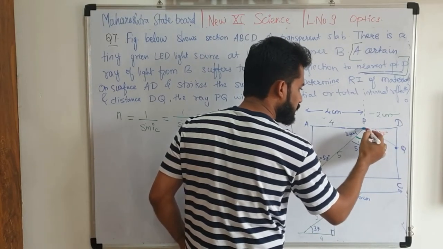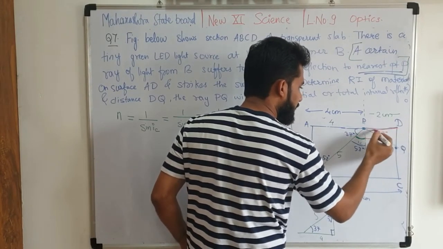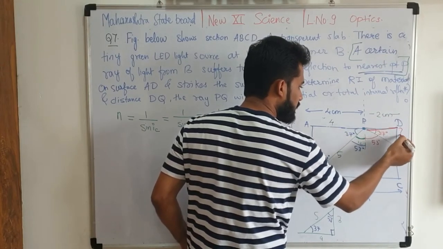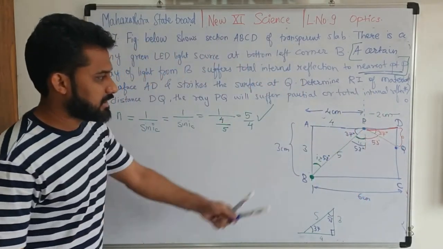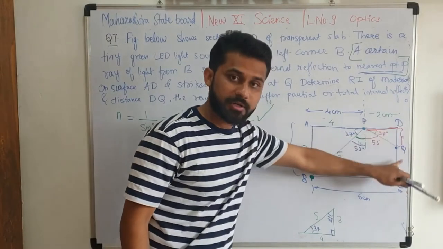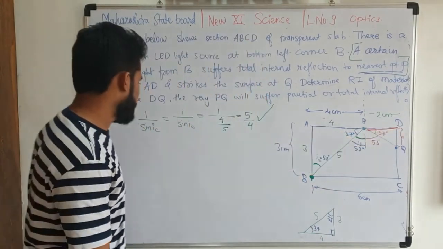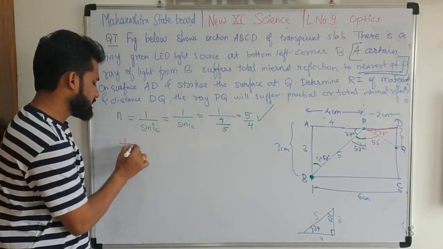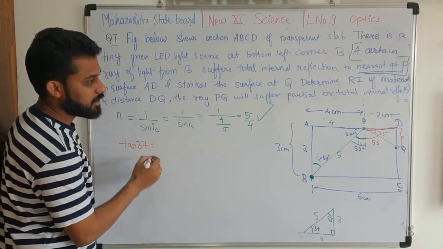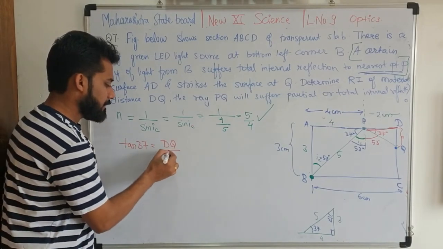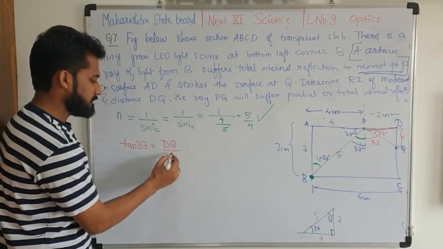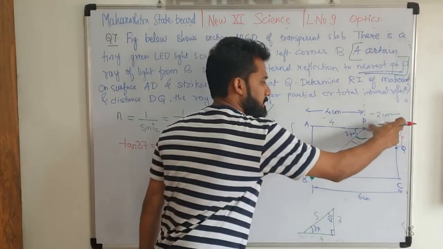And now we know the adjacent side is 2. We want the opposite side, so I need to use which ratio? Opposite we want, adjacent we have. I will go with tan theta. What is tan 37? Tan 37 will be opposite side DQ upon adjacent side PD, which is 2. Adjacent side is PD, which is 2.